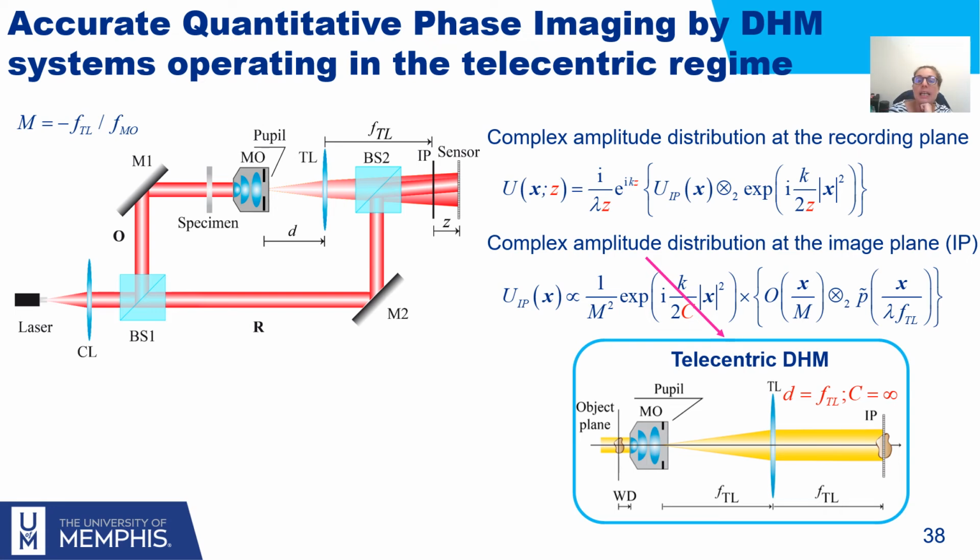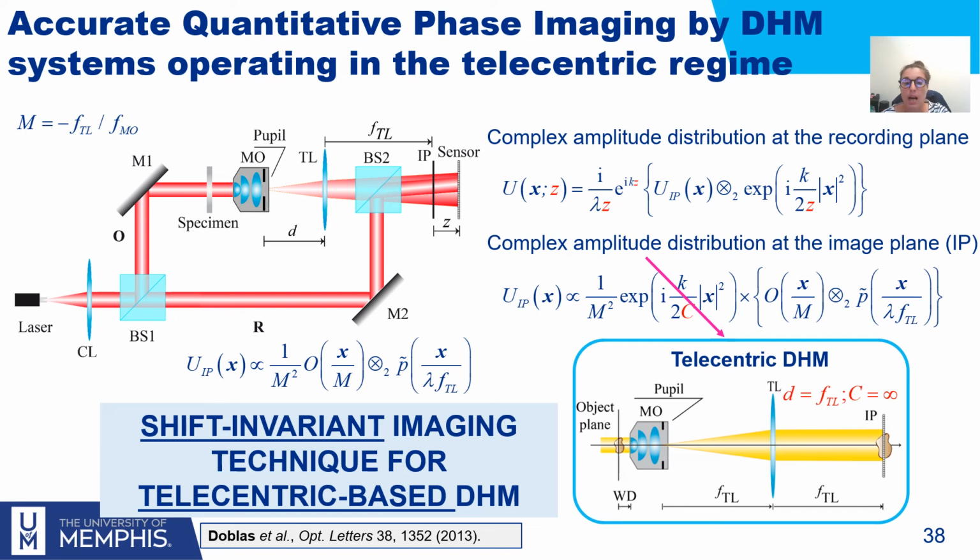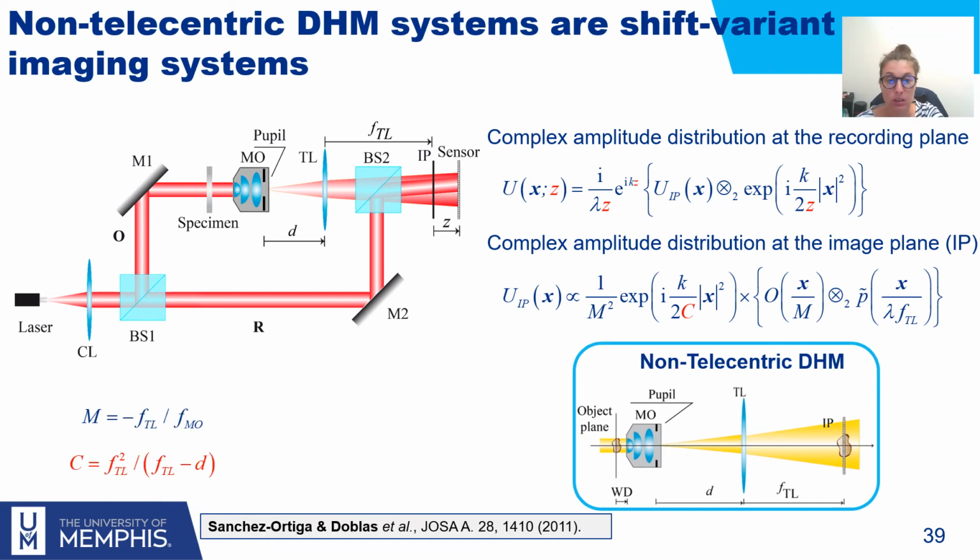If we are in the telecentric DHM system, this quadratic phase factor goes away, because c becomes infinity, so 1 divided by infinity is 0. You illuminate the object plane with a plane wave, so the phase term is not distorted by any spherical phase factor. In that particular case, we say that the system is shift invariant from the optical point of view.